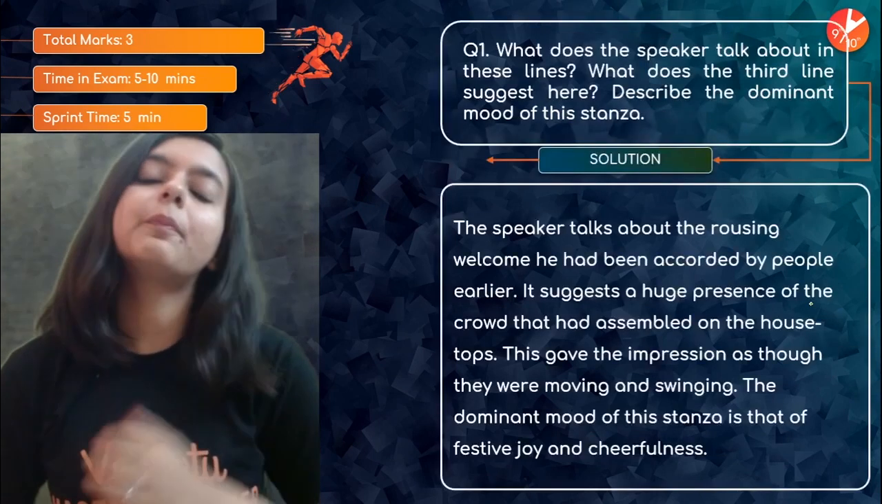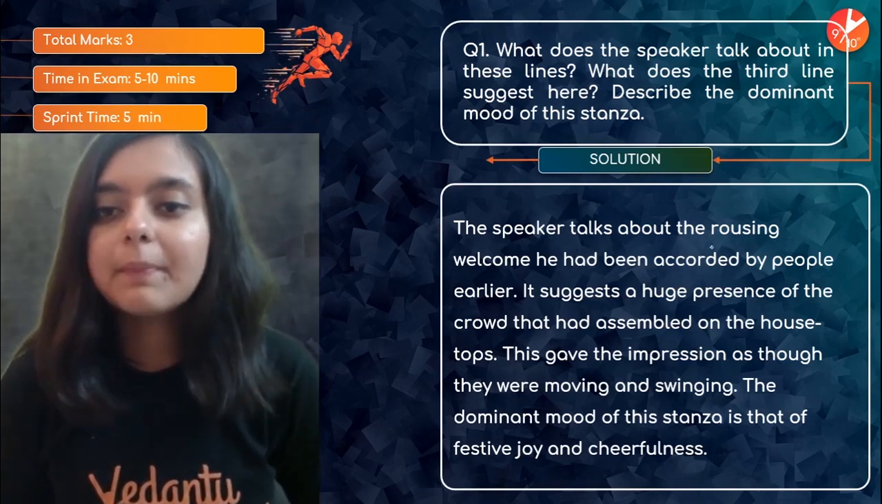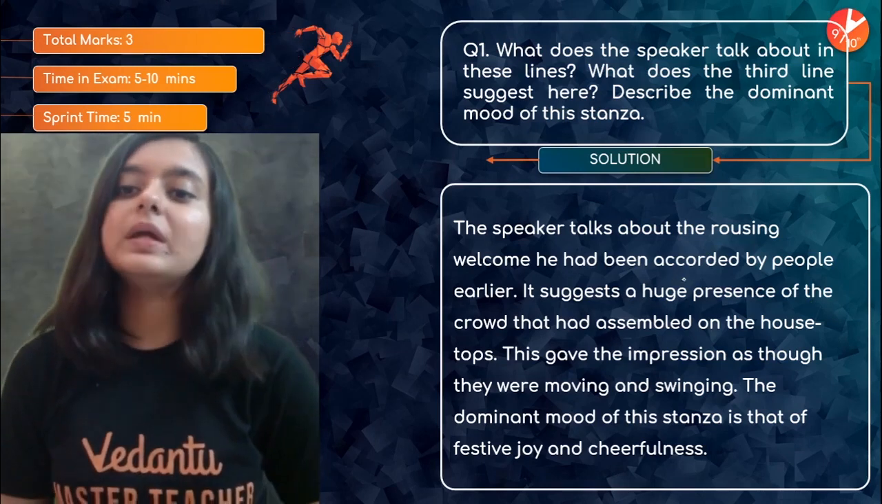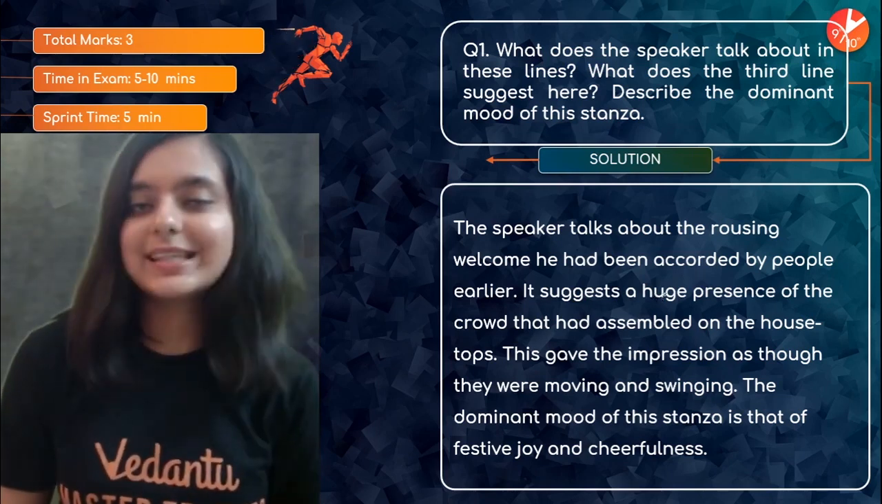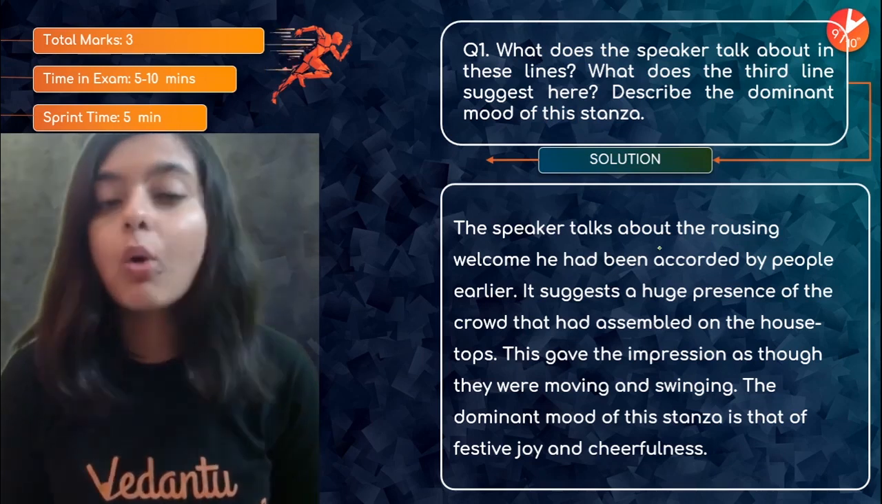So let us see how to approach this particular question. The speaker talks about the rousing welcome he had been accorded by the people earlier. As I told you, his path was filled with roses and myrtles.